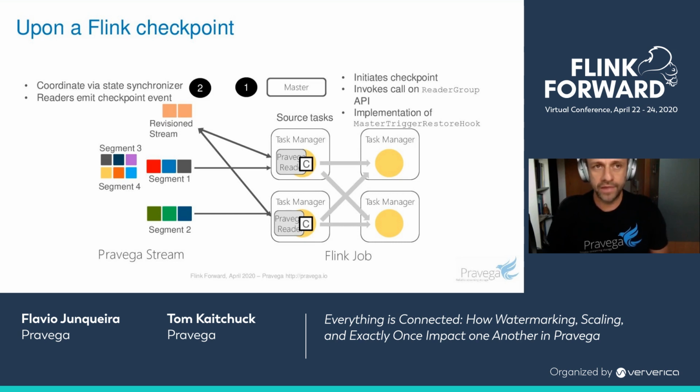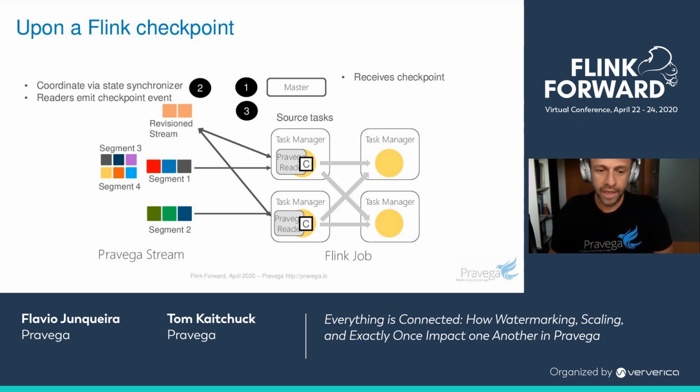And as part of that coordination, each one of the readers will emit a checkpoint event. That checkpoint event essentially bootstraps the execution of the Flink checkpoints. The emission of marks that are going to flow through the graph starts with those checkpoint events. And finally, when that's processed, the checkpoint master receives the checkpoint, which it keeps as part of the checkpoint state, and that's needed in case you want to roll back. If you want to roll back, you have to be able to tell Pravega to rewind to that particular position given by the checkpoint.